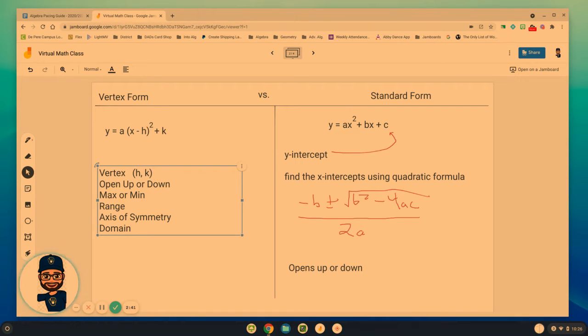And so we get a lot of valuable information from that vertex. And so that's why we want to find the vertex, and that's why we want to go back and forth between these two. We don't get the vertex over here in standard form because we have y-intercepts and x-intercepts. And so we have to convert it to get vertex, max, min, range, things of that nature.